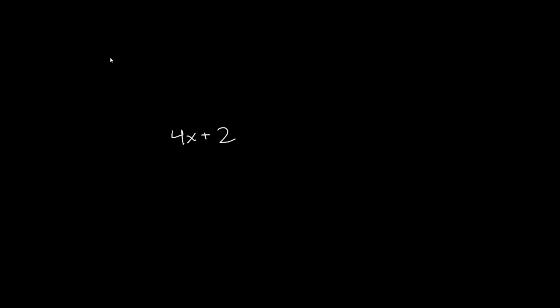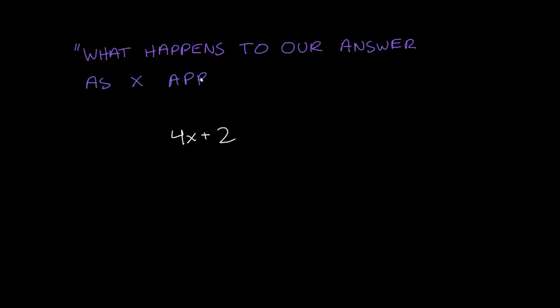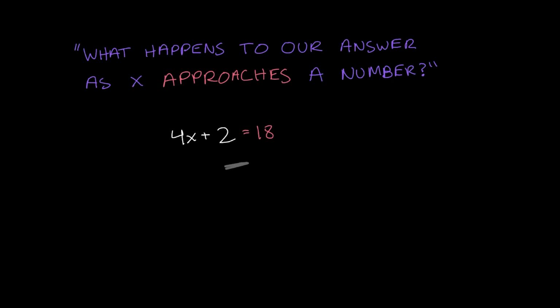And really, there's just one single question that limits seek to answer, and that is, what happens to our answer as x approaches a number? Now, while it might sound similar to just saying a simple equals and then a number, such as we had 18 last time, and that's how we got x equals 4, that is simply not how limits work. In fact, let me go ahead and add a limit right here. Okay, limit as x approaches 6 of 4x plus 2.